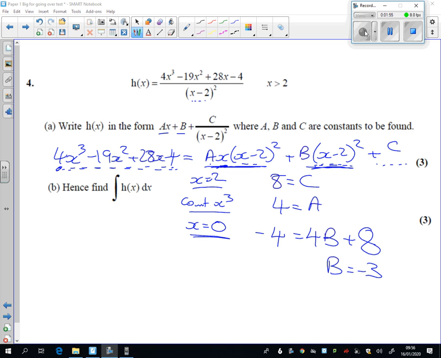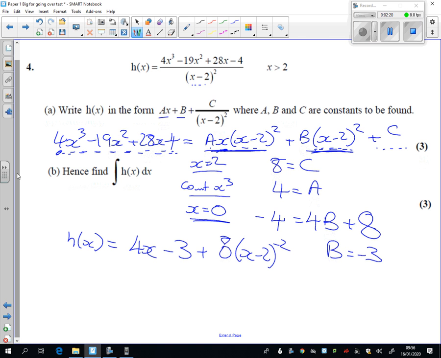And so my answer for h of x is that it's 4x minus 3 plus 8 over x minus 2 all squared. And I'm going to write that as 8(x minus 2) to the power of minus 2. That's simply because I know I'm about to integrate it. So, as we said, let's now go on to try and integrate this thing.